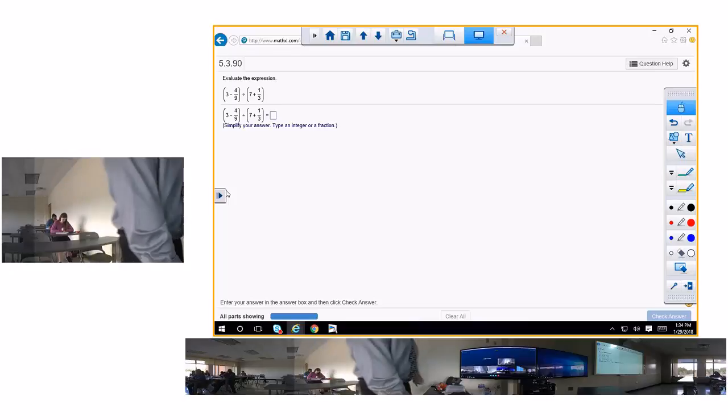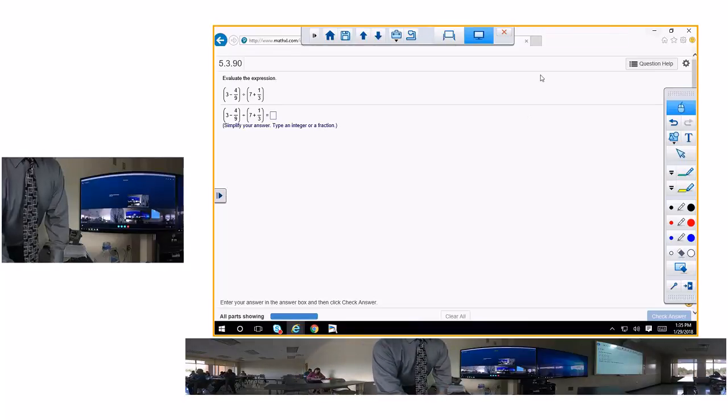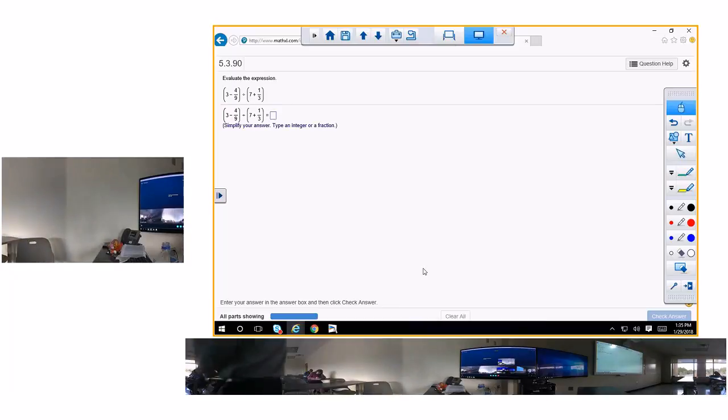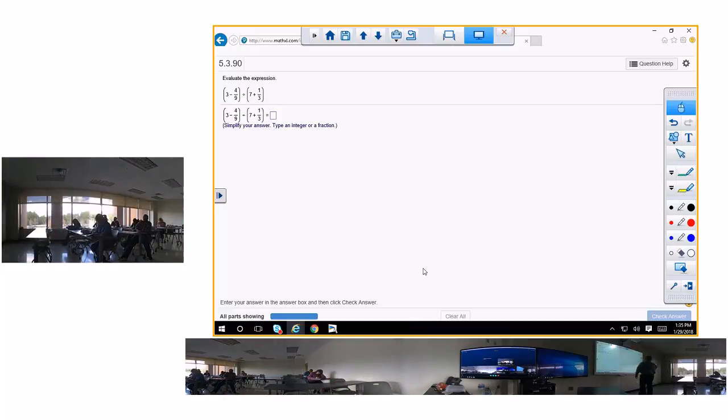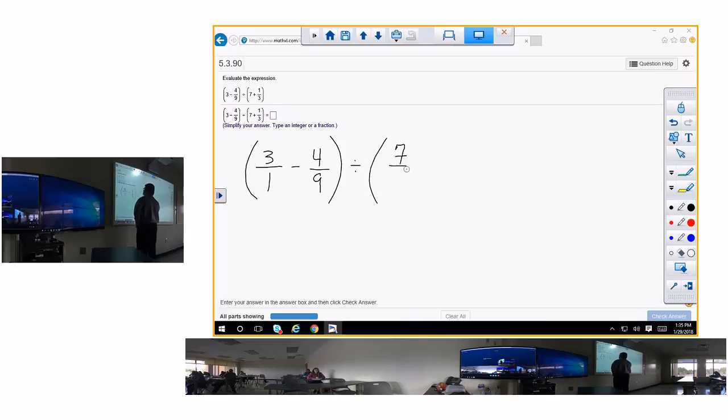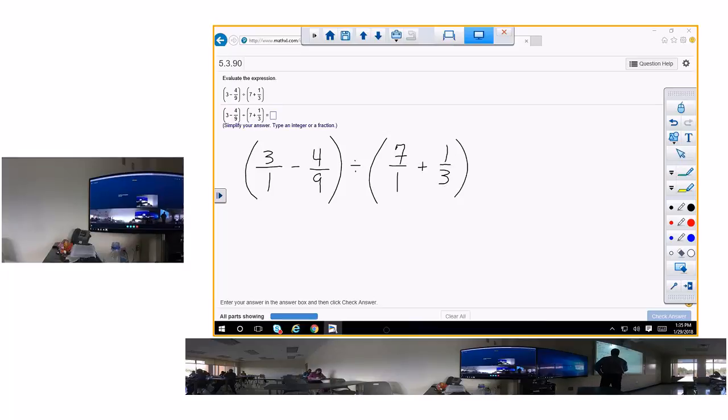Only thing I hate about blowing it up. All right. Three over 1 minus 4 over 9 divided by 7 over 1 plus 1 over 3. Get a common denominator of 9.